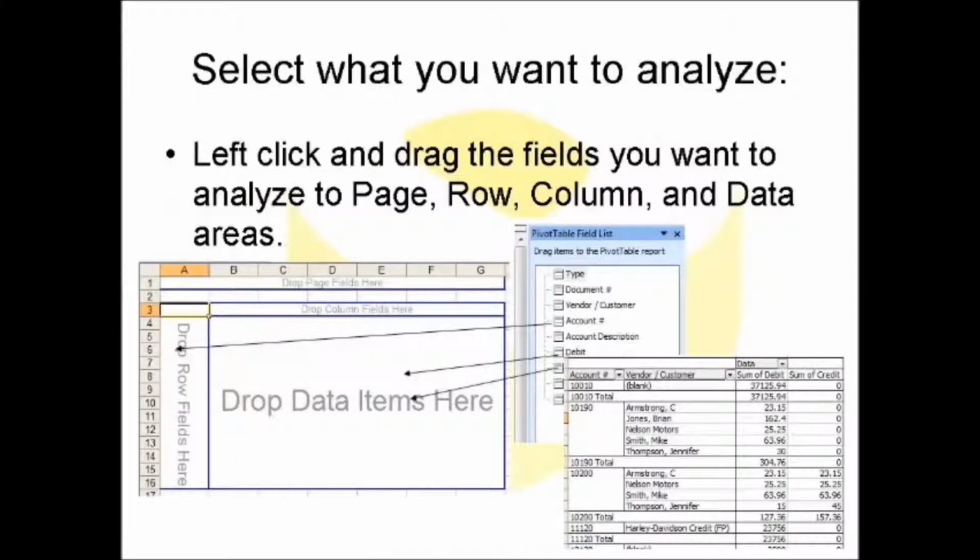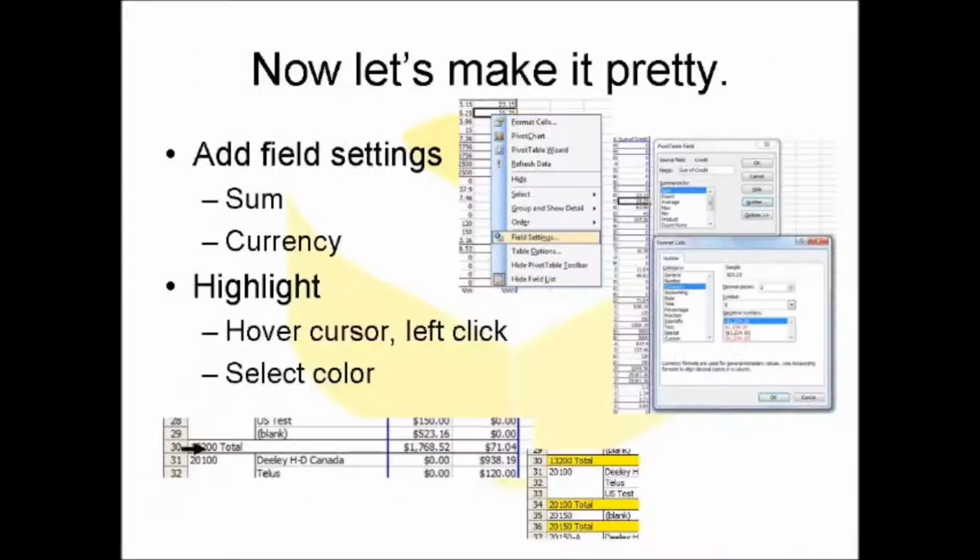Step 5, select what you want to analyze. Left-click and drag the fields and drop them on the area that you want to review them from. That would be page, row, column, and data areas. Step 6, make it pretty. You can add the settings that you want, be it sum, average, and then the type of value you want it to be. Typically, currency is a common one.